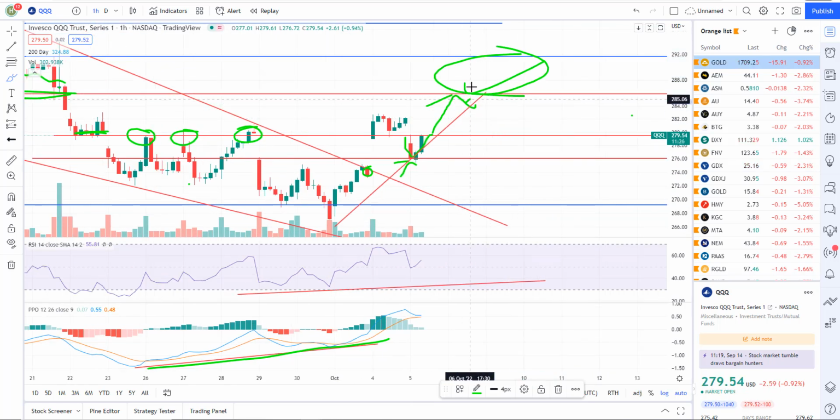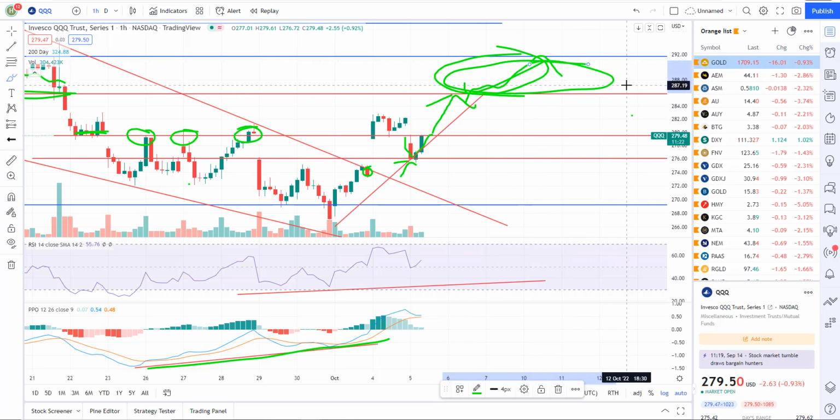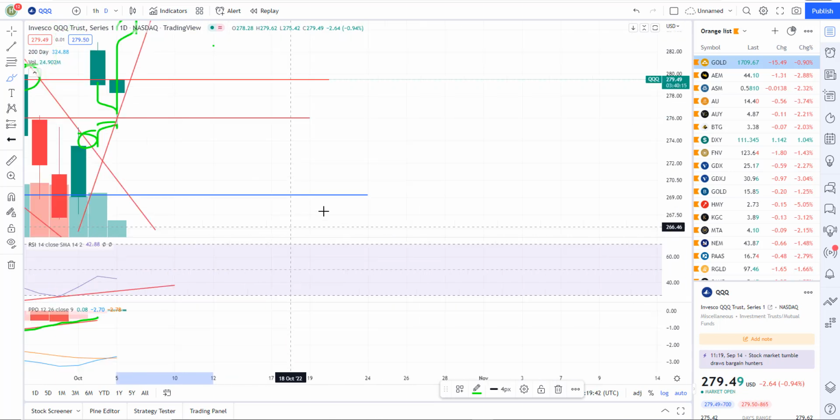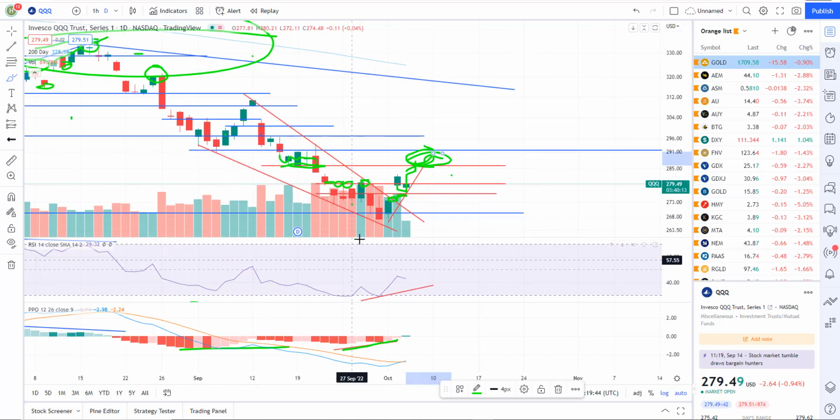Now we could carry through here, but I think this is where we get stopped, where we stop on this rally. Okay, and that's it. That's all I got on triple Qs right now. We're in rally mode, and we'll continue to watch that.